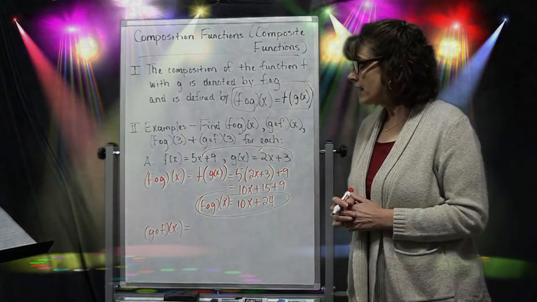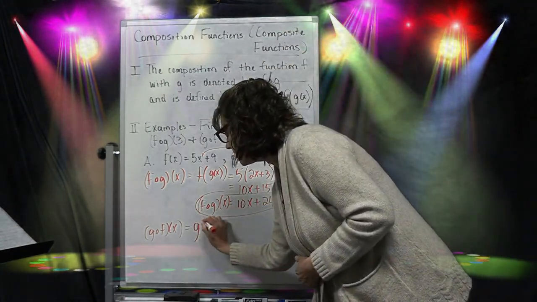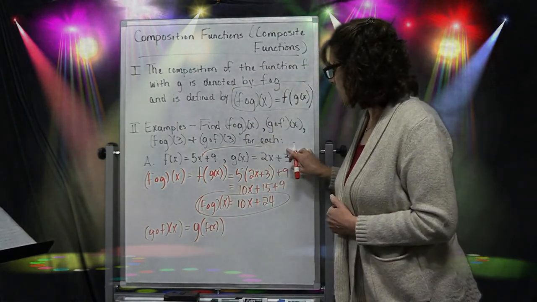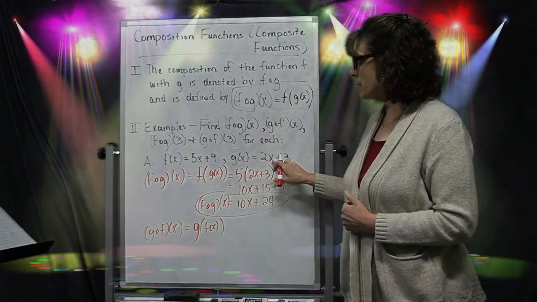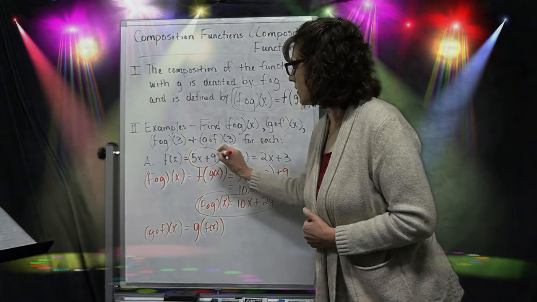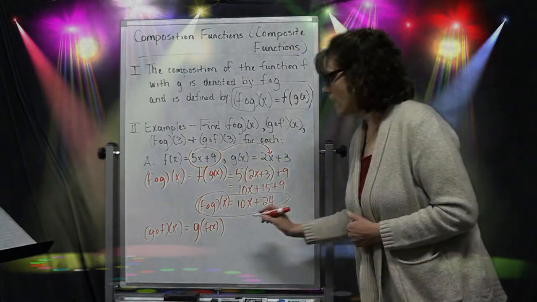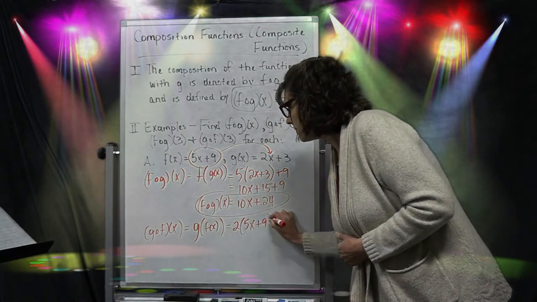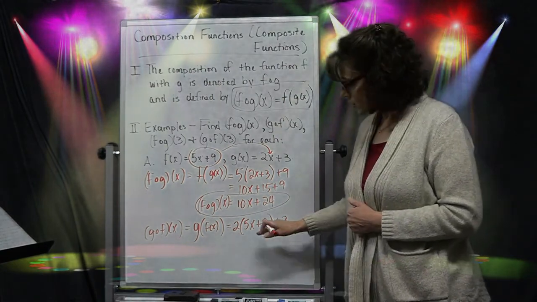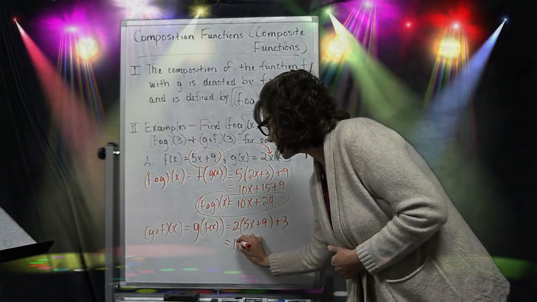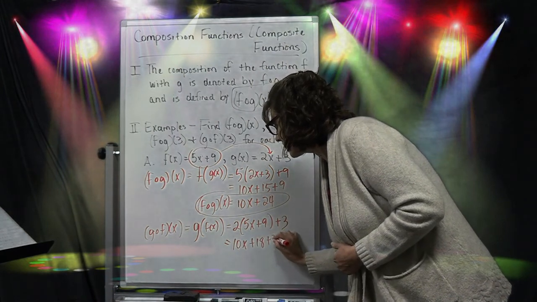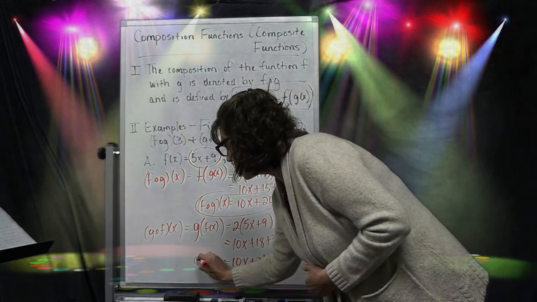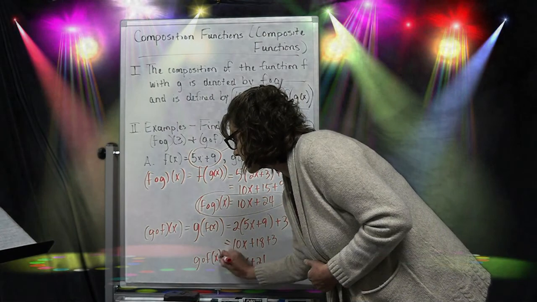Remember what g of f of x means: take my g function, and everywhere I see an x, put the f function in its place. So here is my g function, and there is my x. I'm going to take this f function right here and plug it in where I see that x. So instead of 2 times x, it's now 2 times all of this, 5x plus 9, plus that 3. When you evaluate that, you distribute your 2 through and get 10x plus 18 plus 3, and then 10x plus 18 plus 3 is 10x plus 21. And that is my g∘f, my g of f of x.